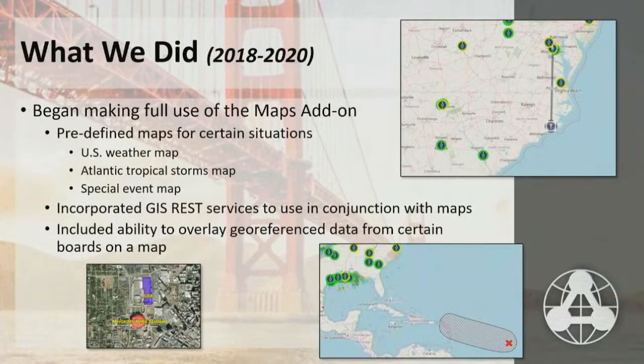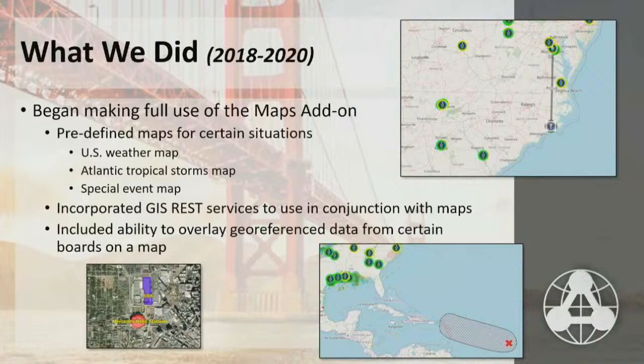Another significant effort was increasing our use of the Maps add-on and GIS capabilities. We now have predefined a number of maps within WebEOC that include the relevant GIS REST services for information such as weather data, as well as data overlays from our own WebEOC boards. For example, in the upper right, you will see how senior leadership location data can be compared against DOE and NNSA sites. In this example, the president is traveling to North Carolina and will not be near a DOE or NNSA site. In the lower right is a pre-built map for tracking tropical storm activity in the Atlantic Basin.